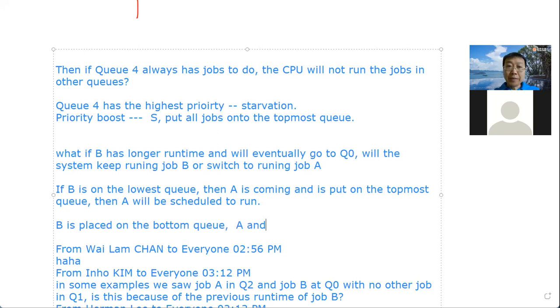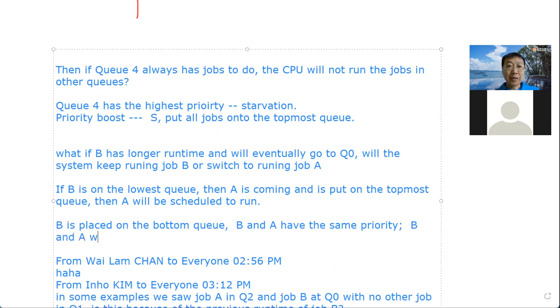B and A have the same priority. So we will utilize our rule: if B and A have the same priority, they will be scheduled to run in a round robin manner. In terms of whether B runs or A runs, it depends on the situation. If A just uses up its time slice, then maybe we will run B. Or maybe we still run A, but in a round robin way: after finishing one, we run another one. Generally speaking, yeah. So I hope I answered your question.